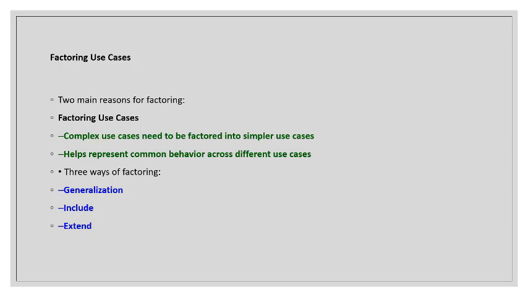And the next, use cases need to be factored whenever there is common behavior across different use cases. The factoring would make it possible to define such behavior only once and reuse it whenever required. It actually helps to represent the common behavior across different use cases. The three ways of factoring are generalization, include, and extend.